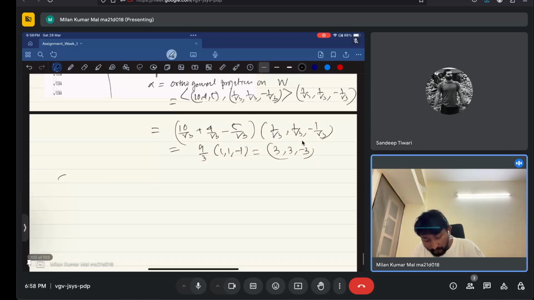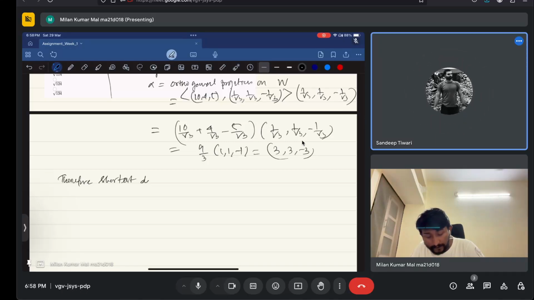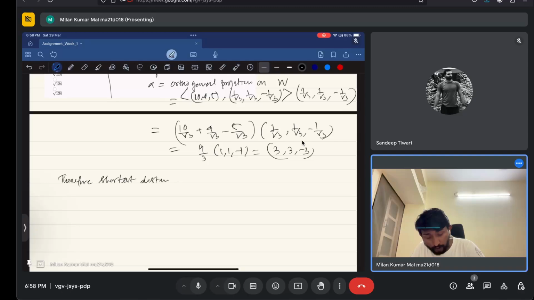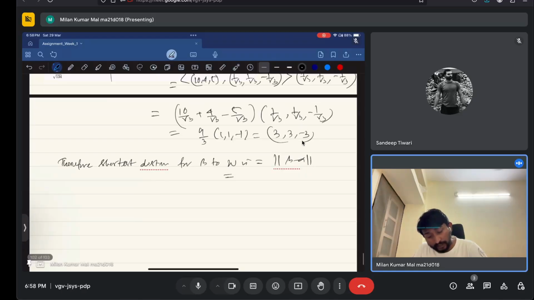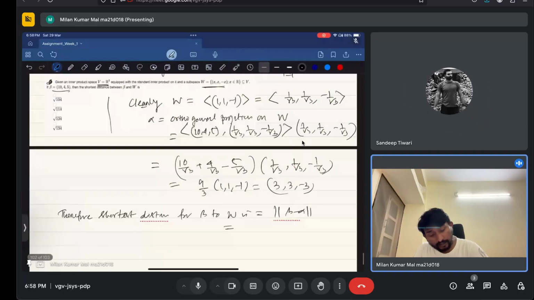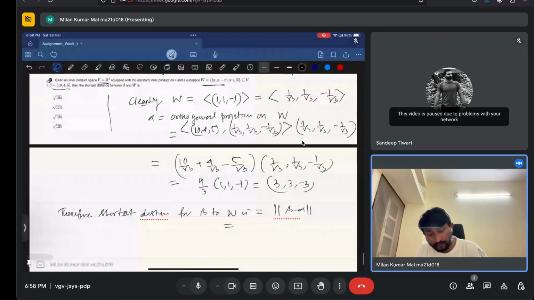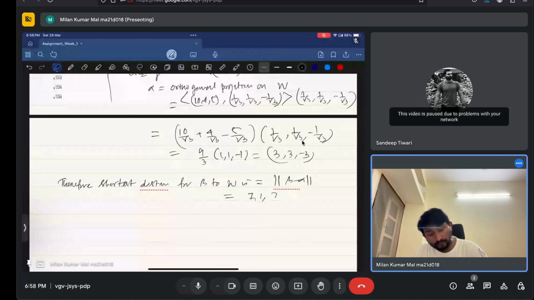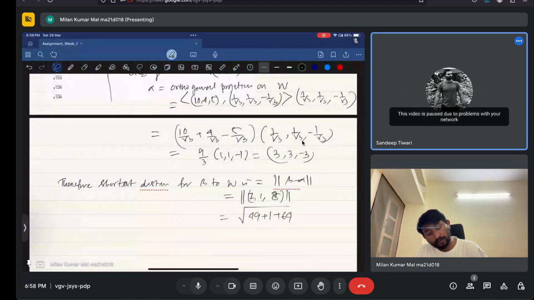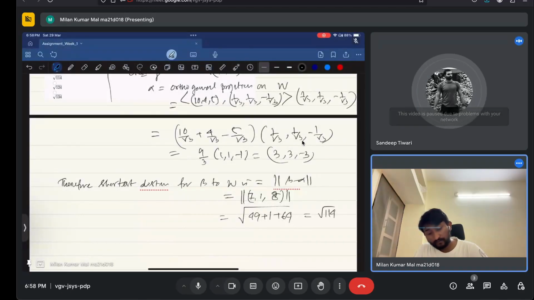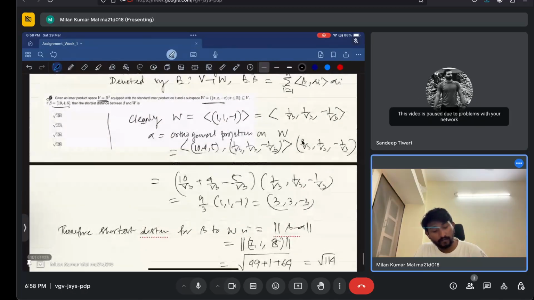Therefore, the shortest distance from beta to W is equal to the norm of beta minus alpha, right? And what is that? Beta minus alpha is (10, 4, 5) minus (3, 3, minus 3), so 7, 1, 8. The norm of this vector is the square root of 49 plus 1 plus 64, which is root under 114. So all the other options are incorrect.